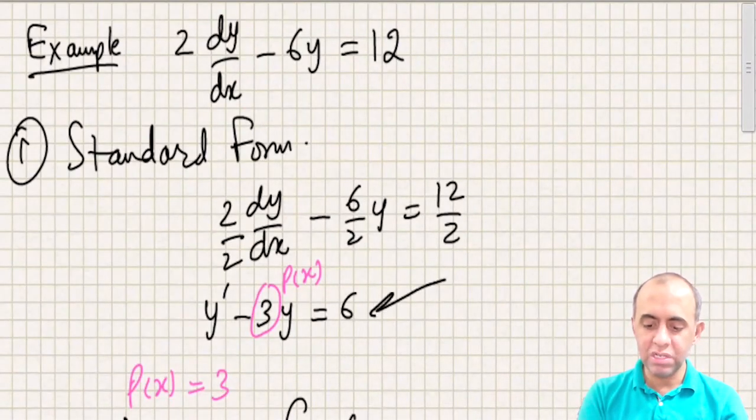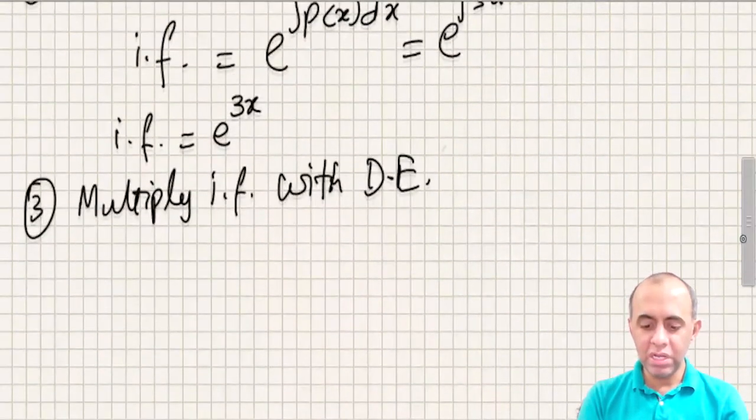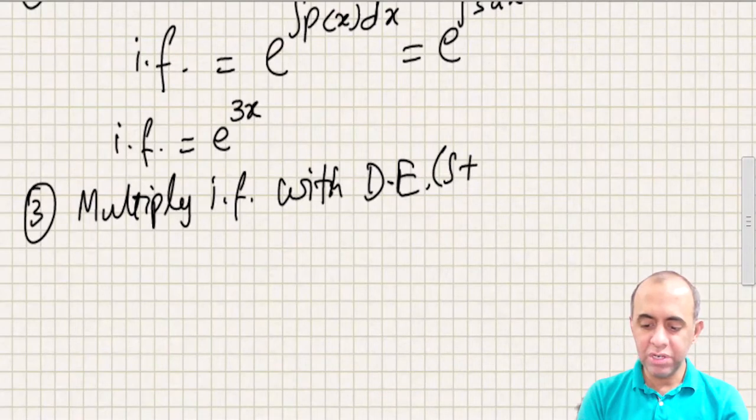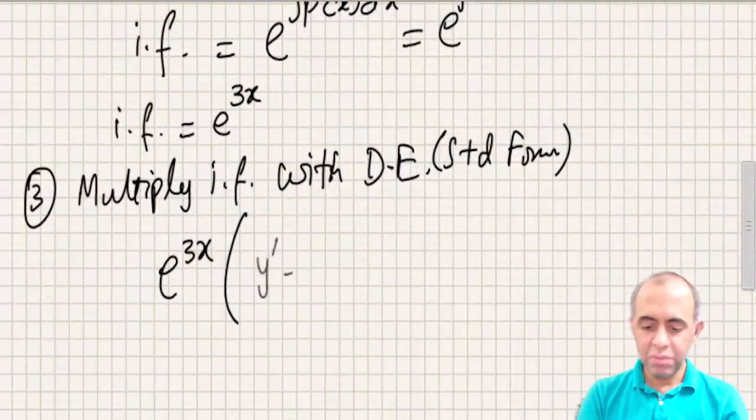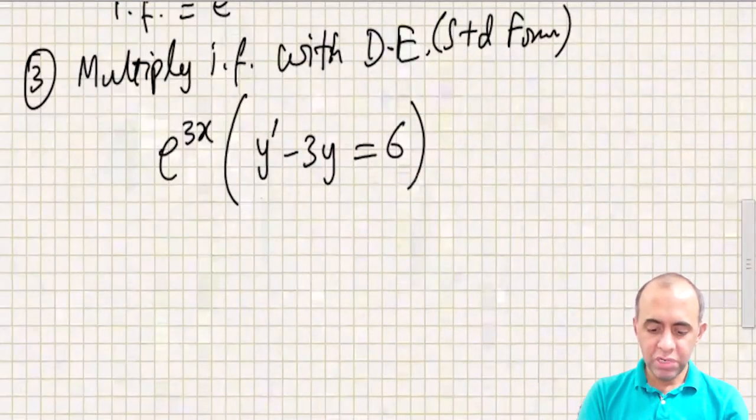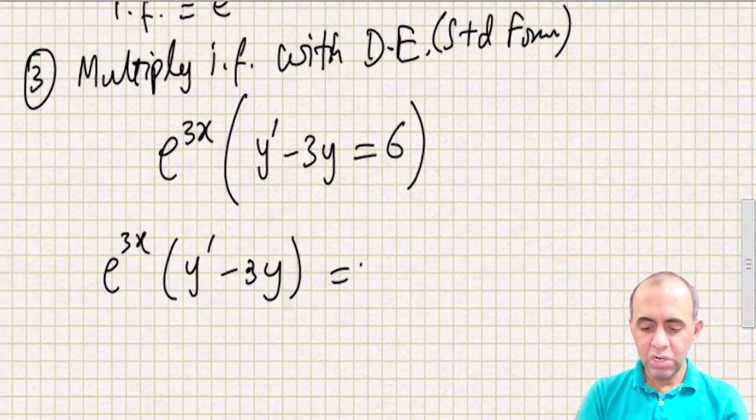This is this equation and not this one, because we changed it into the standard form. Actually let me write it over here, standard form. So e to the power 3x multiplied by y prime minus 3y equal to 6. So let's multiply it inside. e to the power 3x into y prime minus 3y equal to e to the power 3x into 6.